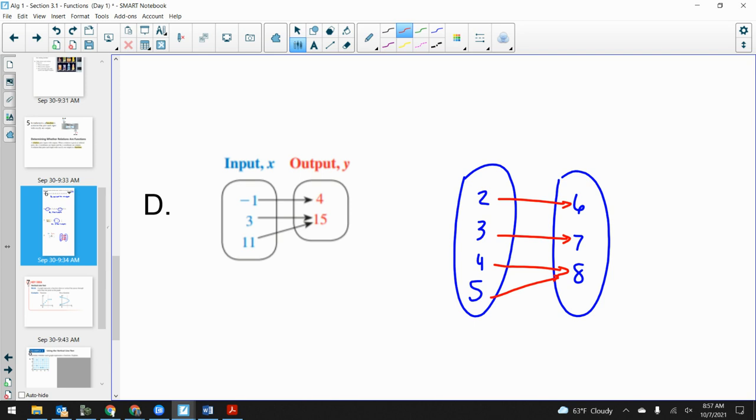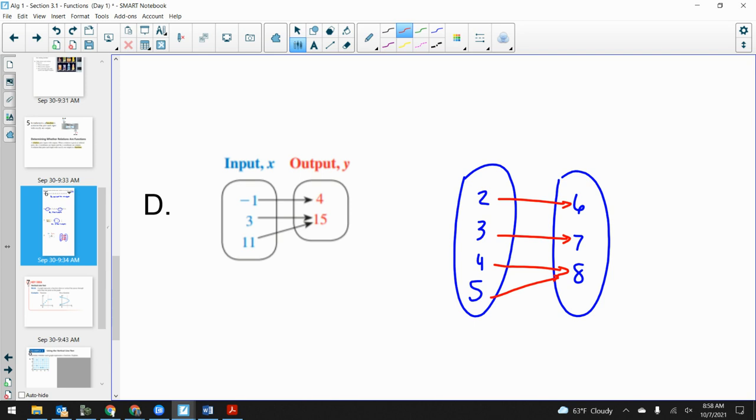If you only ever have one arrow coming out of an input, then it's a function. Like for example, looking at my original problem, what's the output if I plug in -1? 4, no other option. What about 3? 15, no other option. What about 11? 15, no other option. It's okay that I'm going to the same output. That doesn't matter. And same thing here. Even in the one that I drew over here on the board, still a function.